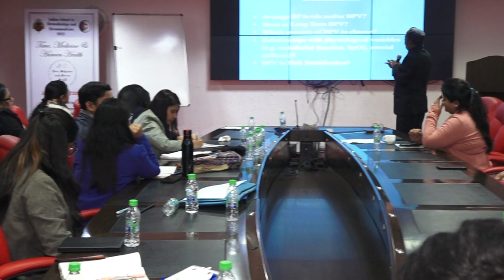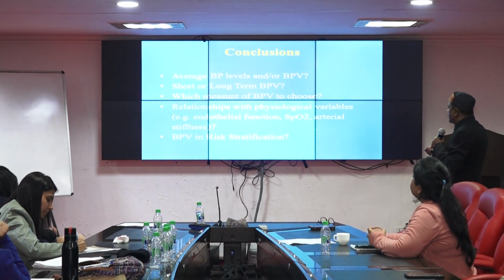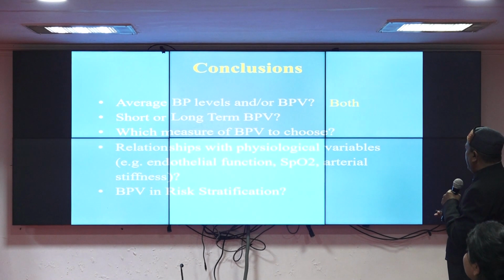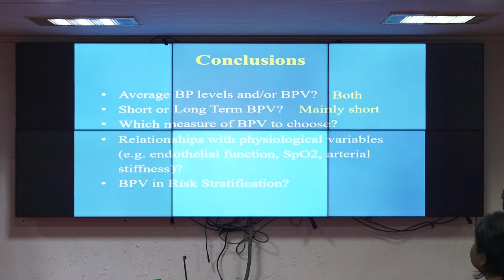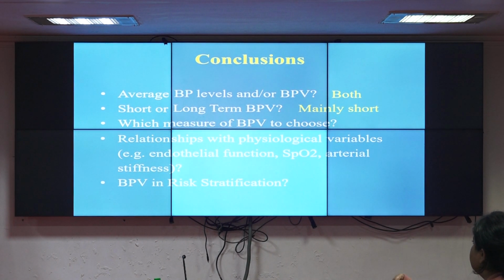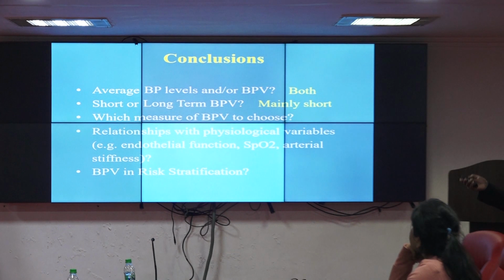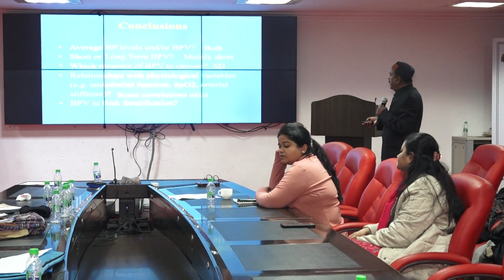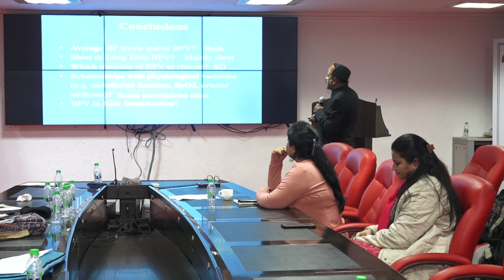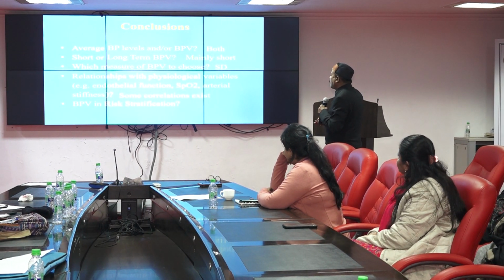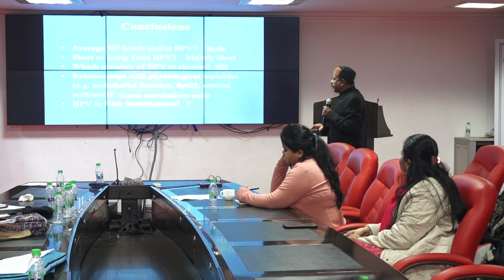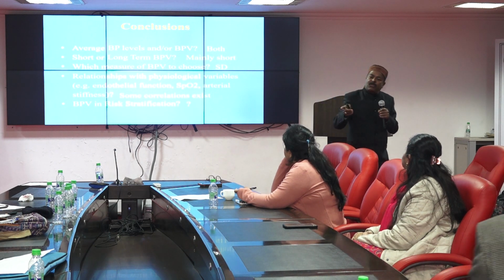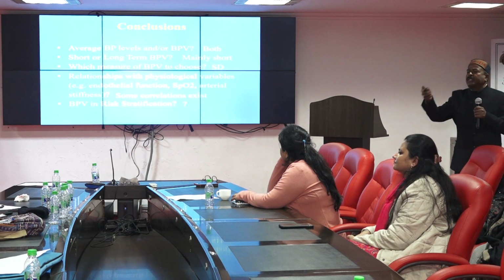So I talked about all this in association with pathological variables. Average BP levels and blood pressure variability are both important. Short term and long term, but mainly short term blood pressure variability is more important for target organ damage. Even the long term is also, but we have more robust data for short term. Which measure of blood pressure variability to choose? Standard deviation has been found a better measure. The relationship with physiological variables, endothelial function, SpO2, arterial stiffness, some correlation exists. And the blood pressure variability in this is still a question mark. That question mark you all have to remove by doing some more original research.